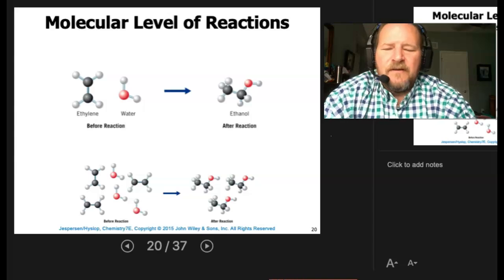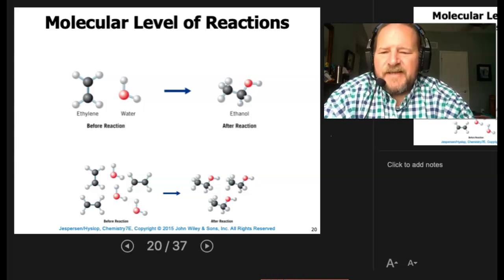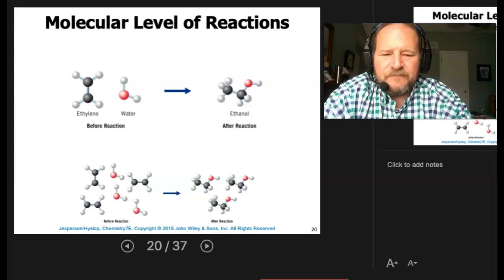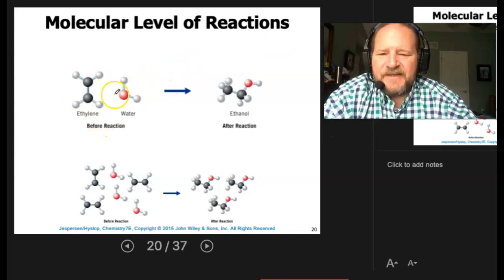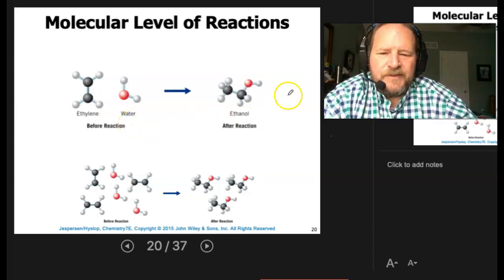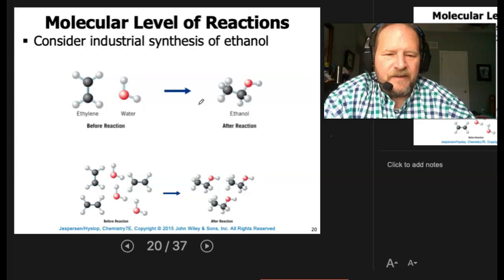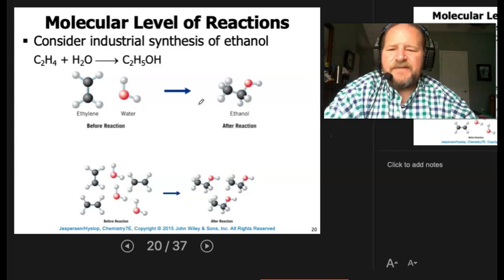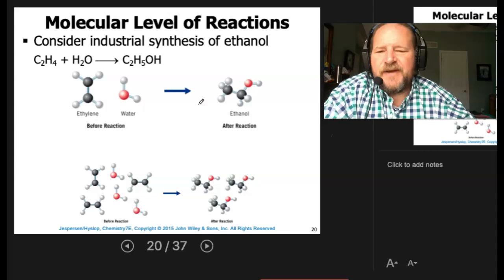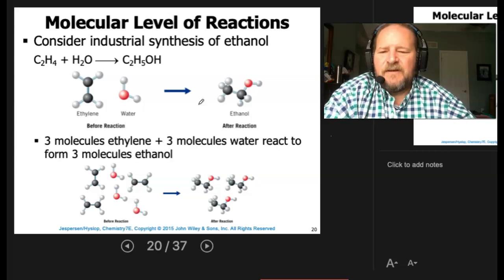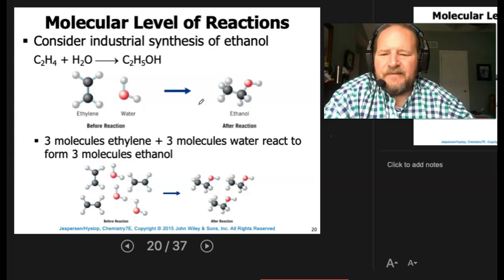All right, so molecular level of reactions, we're going to take ethylene and water before the reaction. After the reaction, we're going to have ethanol. Okay, so simply showing how we're going to fix things together. So if you didn't realize this, things have to come apart and then get reassembled in order to make our products, and that's sort of how we can think about it. So C2H4 plus H2O goes to C2H5OH. So 3 molecules of ethylene plus 3 molecules of water react to form 3 molecules of ethanol.